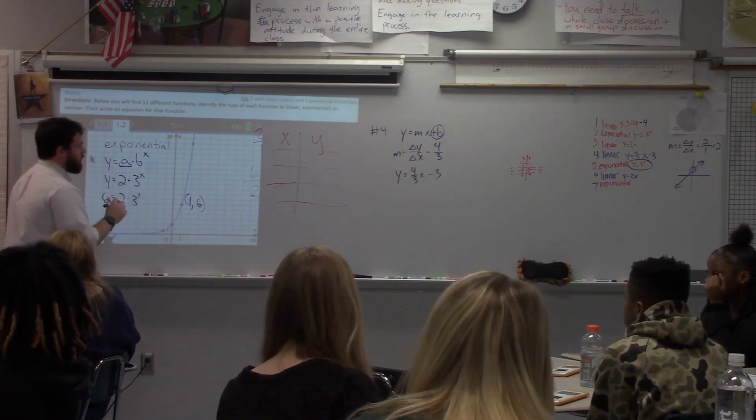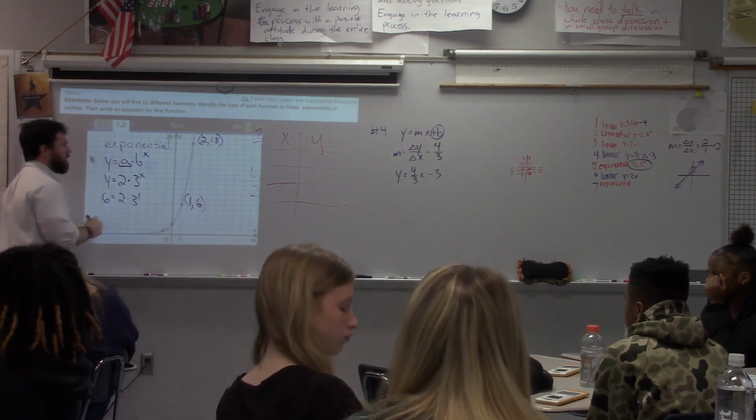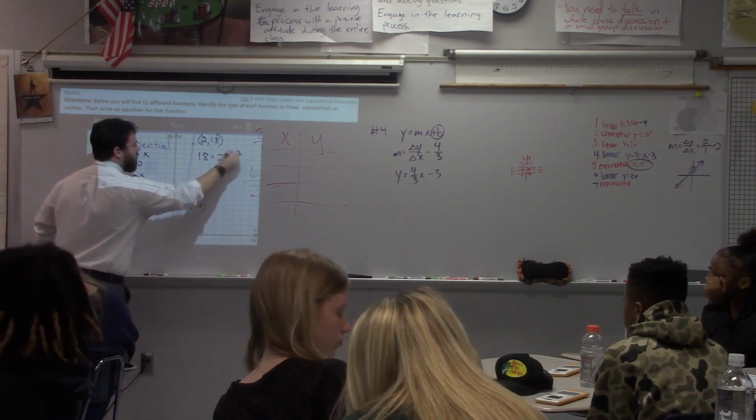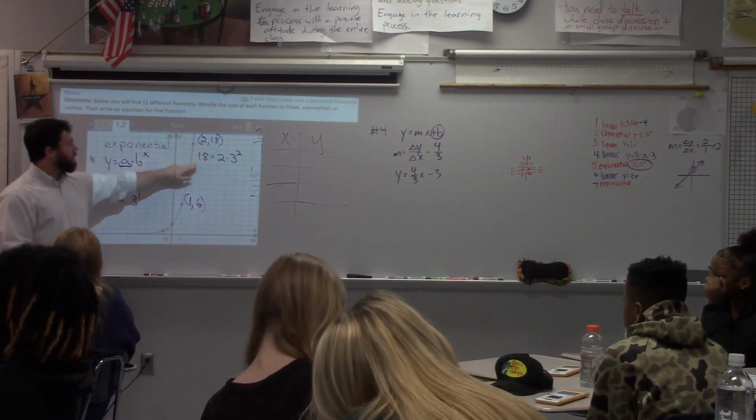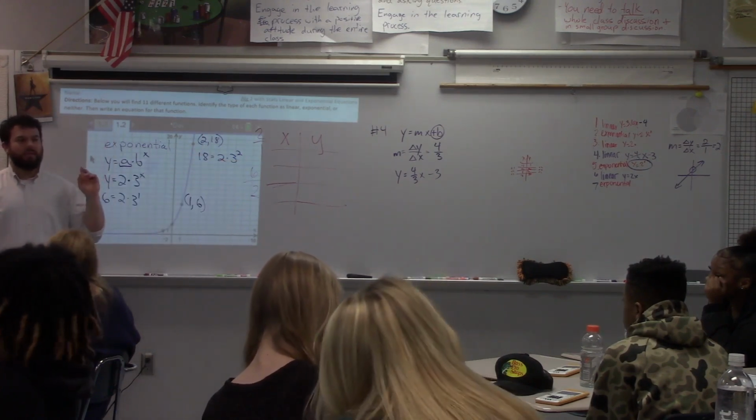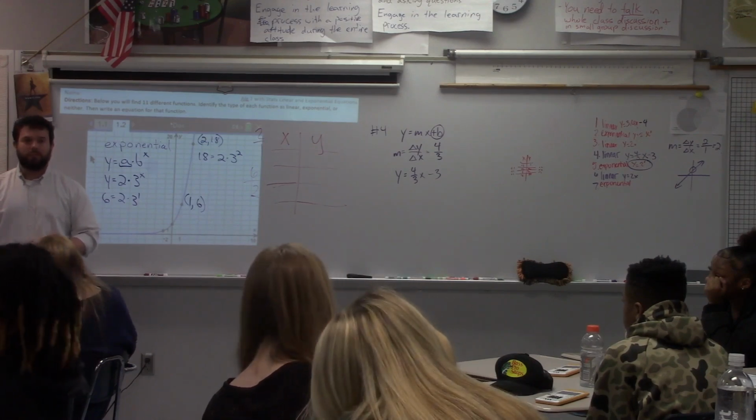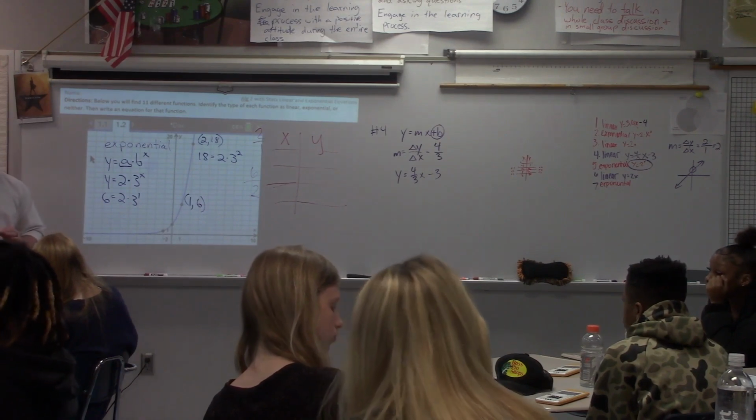Now I don't want to have to guess and check, but let's check this. 2 comma, I believe this is 18. So would 18 equal 2 times 3 squared? Right? 2 is taking the place of x. 18 is taking the place of y. What is 3 squared? 9. 9 times 2 is 18. That's reasonable. That's working.